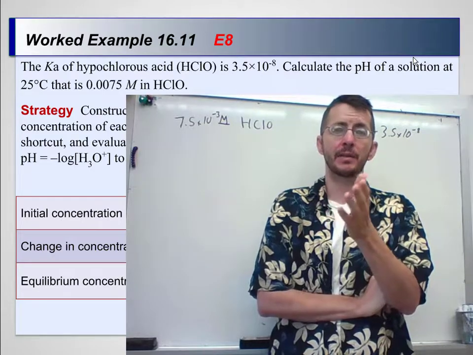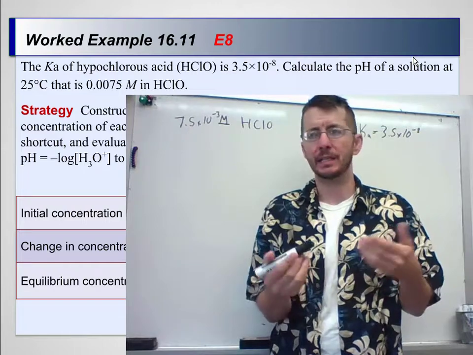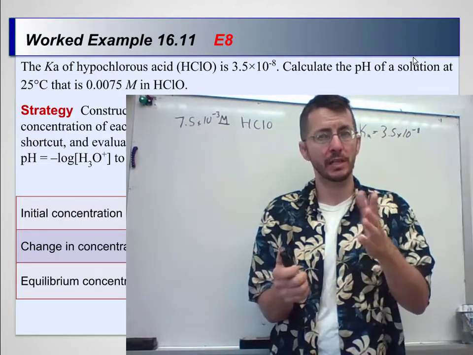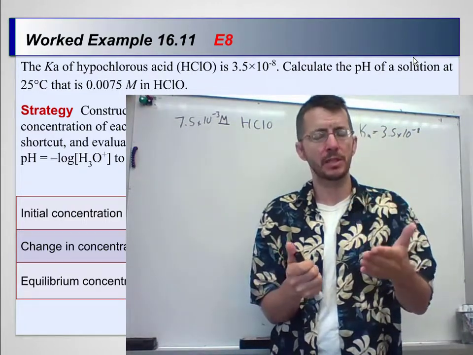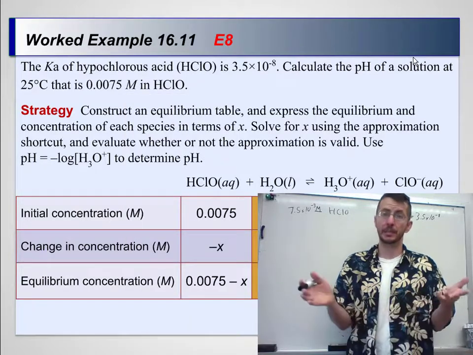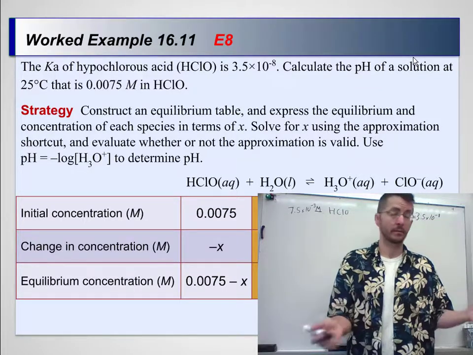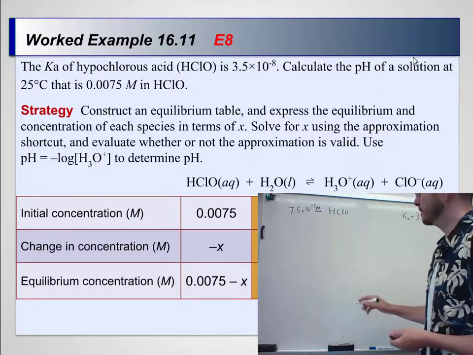You have a weak acid. If they give you the Ka, it's probably a weak acid. Just make sure they're giving you the Ka for the species that you're looking at. The Ka of hypochlorous acid is 3.5 times 10 to the minus 8. Calculate the pH of a 0.075 molar solution. Very straightforward in that sense.